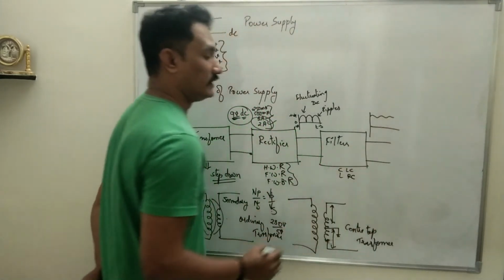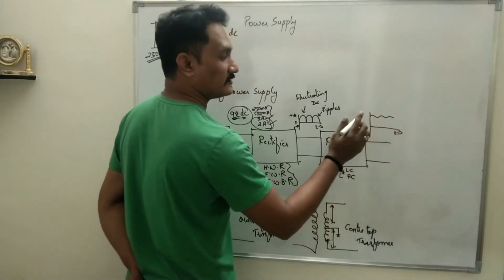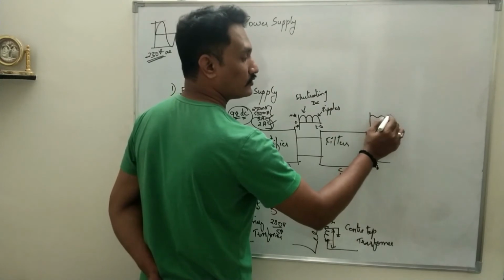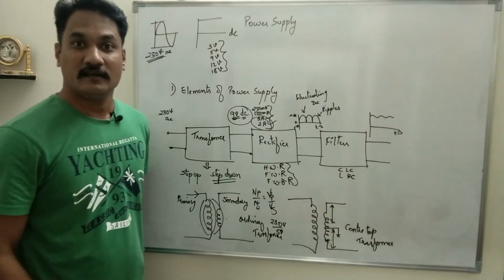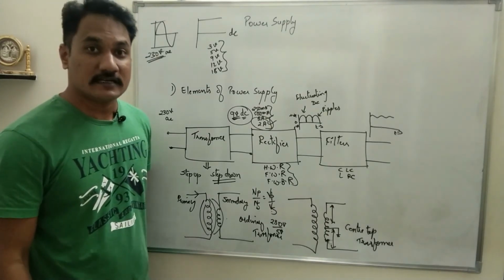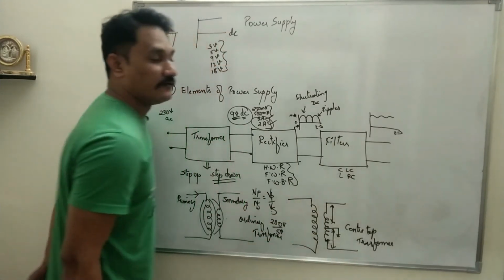The output of the filters will be like this. What you can see is now most of the AC component has been removed. So output will be almost a straight line. But is that a pure straight line? No, it's not a pure DC. Still, there will be small fluctuation which will be there at the output of the filter.